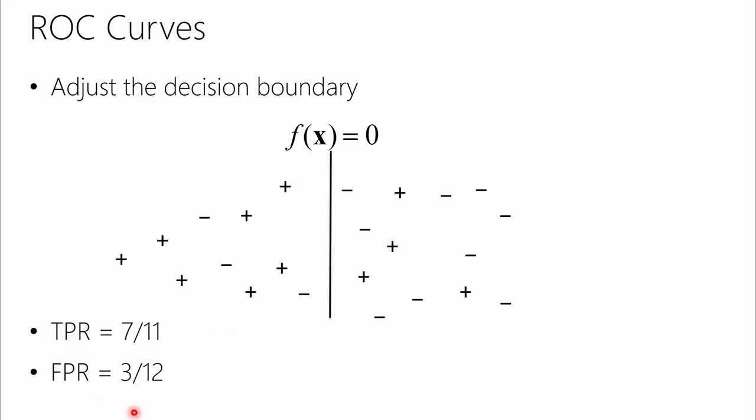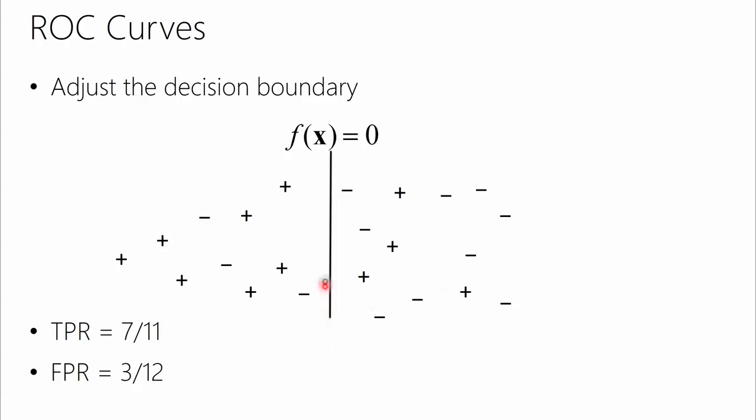And then the false positive rate uses the number of negatives classified as positives, so 1, 2, 3, divided by the total number of negatives. So 4, 5, 6, 7, 8, 9, 10, 11, 12. Okay, so 3 out of 12.